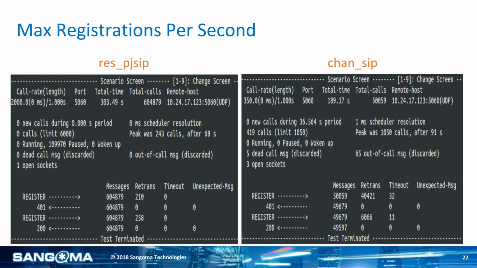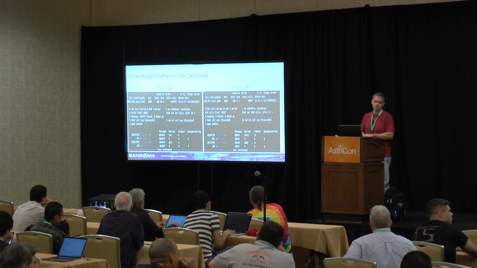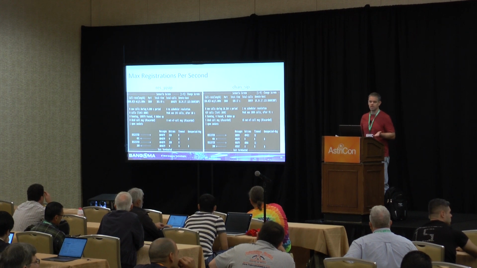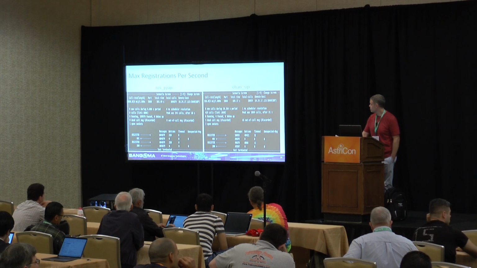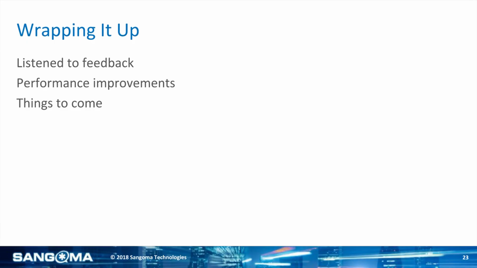So ResPJ SIP, on the other hand, was able to easily handle that and a lot more. In fact, it was able to do, as you can see, 2,000 registrations per second with little retransmissions. And I even pushed it up to 2,500 registrations per second, and that only resulted in like a 1-2% retransmission rate. So it's very, very good.